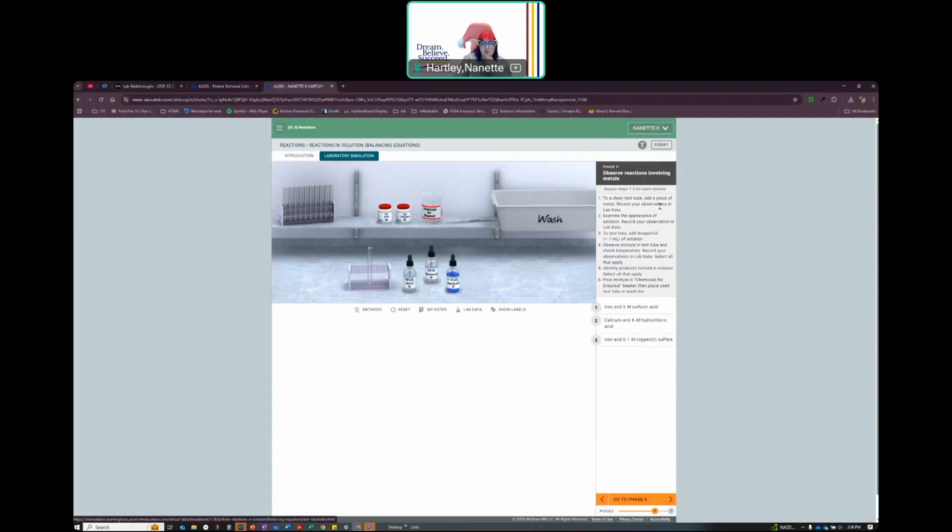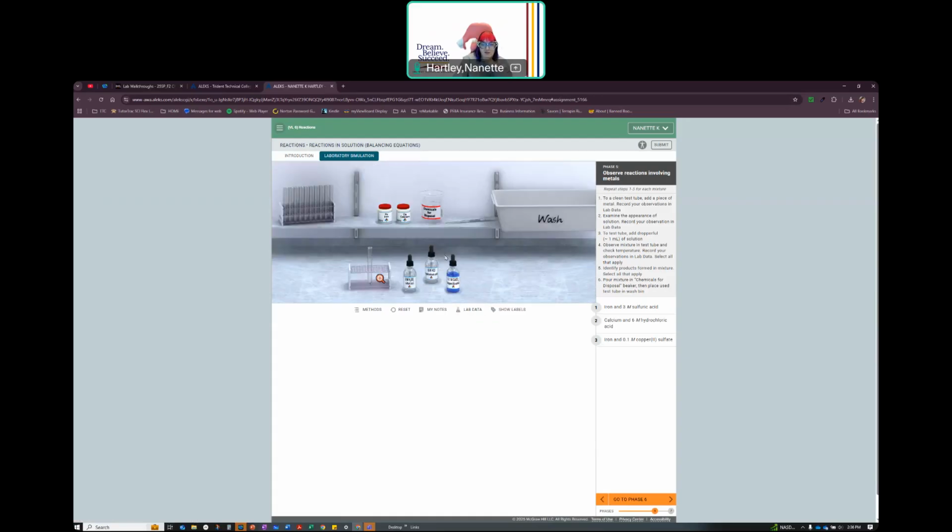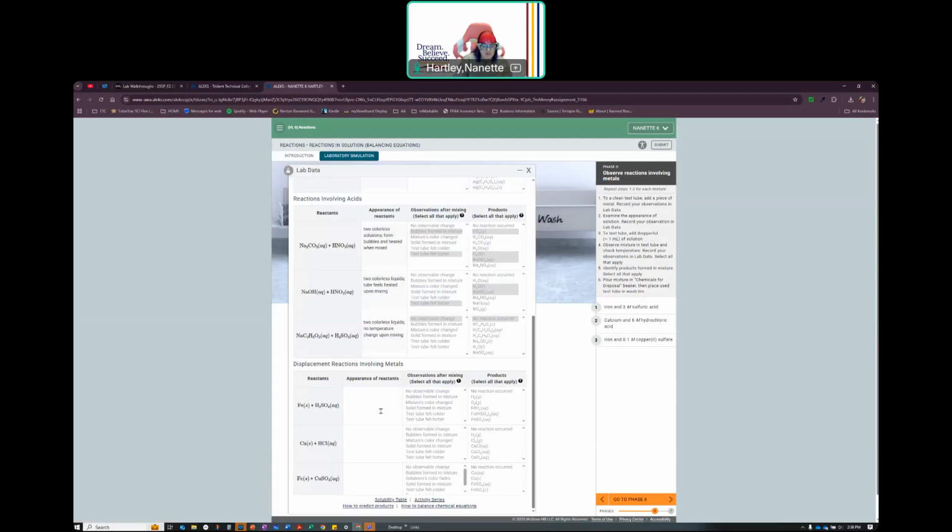So to a clean test tube, add a piece of metal, iron, and 3 molar sulfuric acid. So here's my iron. So I'm going to take a forceps, pick up a piece of iron, and drop that in there. So you can look and see there's a piece of iron that's in. And then I'm going to add, there's a piece of iron metal.